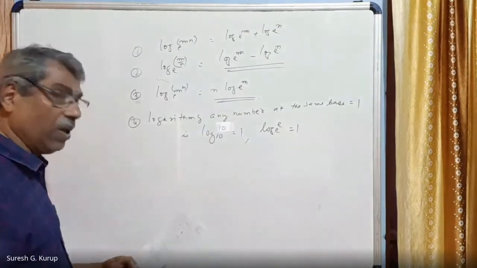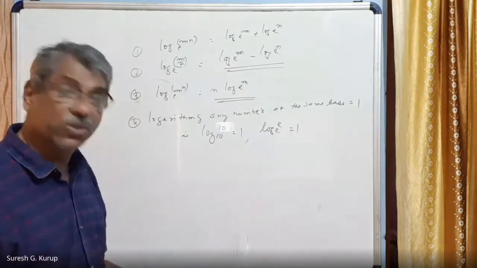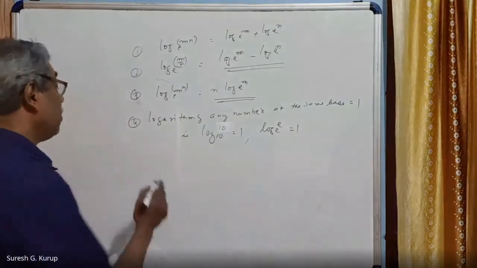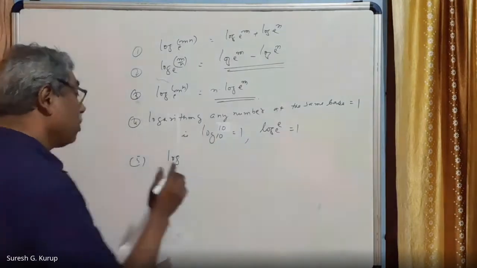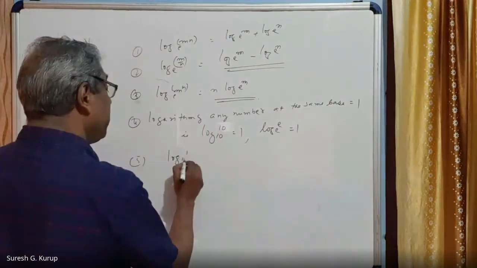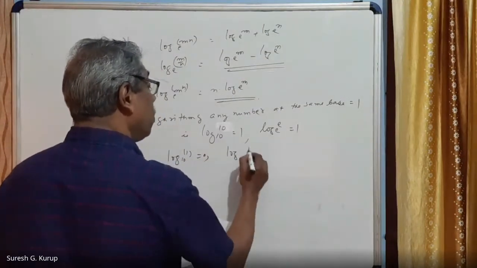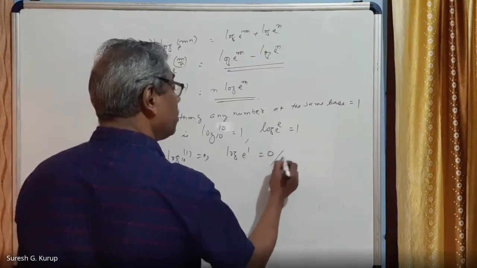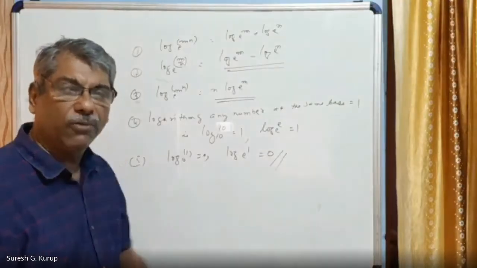Also, logarithm of 1 of any base is equal to 0. Right? For the fifth one, that is this rule, log 1 to the base 10 is equal to 0, or log 1 to the base e is also equal to 0. That is, logarithm of 1 is equal to 0.